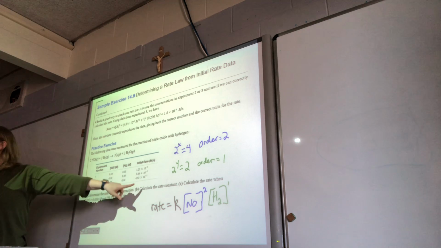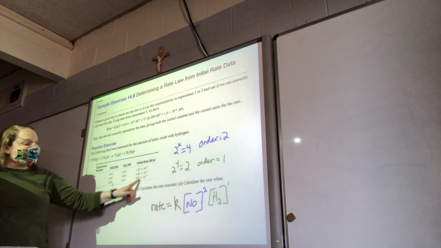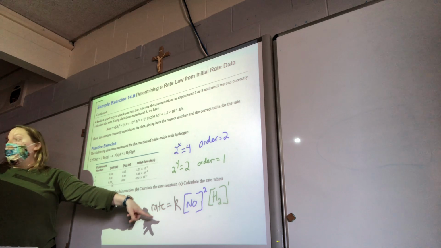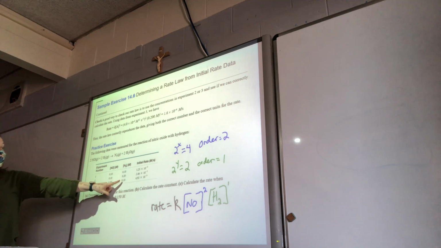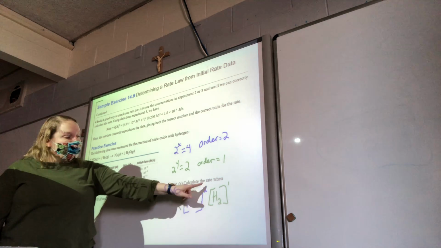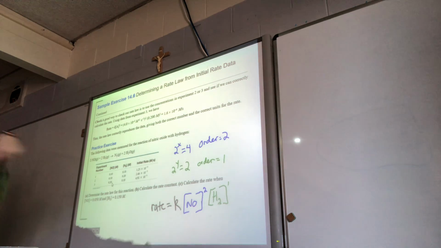So if you're picking experiment 3, you're plugging the 4.92 times 10 to the negative third in for the rate. K is your unknown. Then your concentration of NO is 0.2, and your concentration of H2 is 0.1. So 0.2 squared times 0.1 to the first. I will tell you that no matter which one you pick, you're going to get close to the K value. Some of them are slightly different, but it should not throw off anything. Once you know what K is, you're going to go back and plug in the values for the last part to determine the rate.